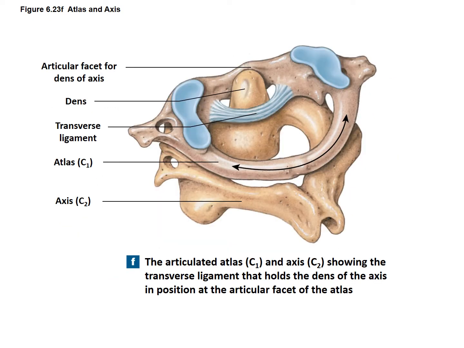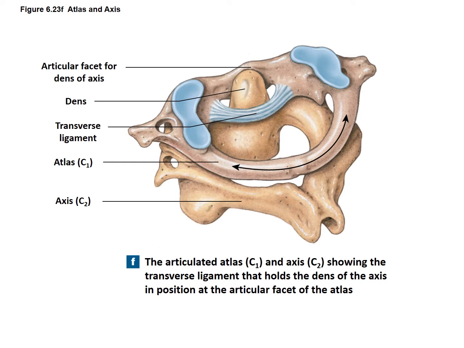Now, the cervical vertebrae, as I said before, go through C1 through C7. In the previous slide, you saw a sample cervical vertebra. That would represent C3 through C7. Our first two vertebrae, C1 and C2, are a little different and highly specialized.